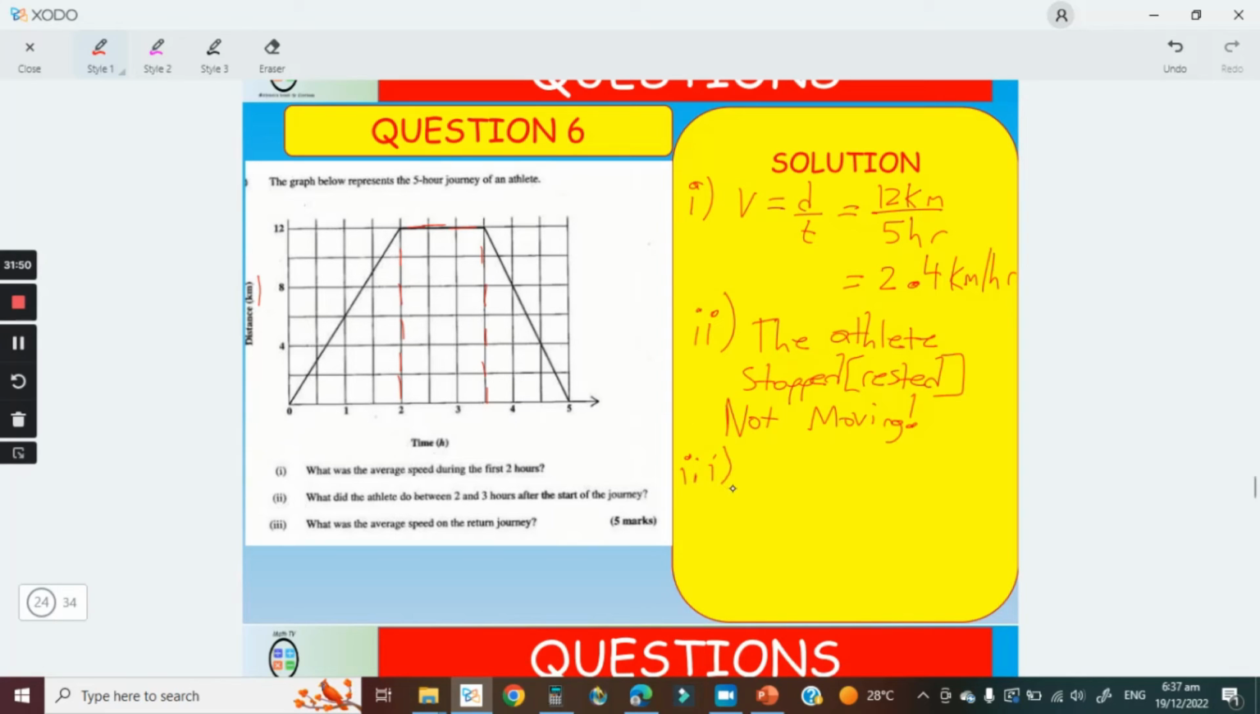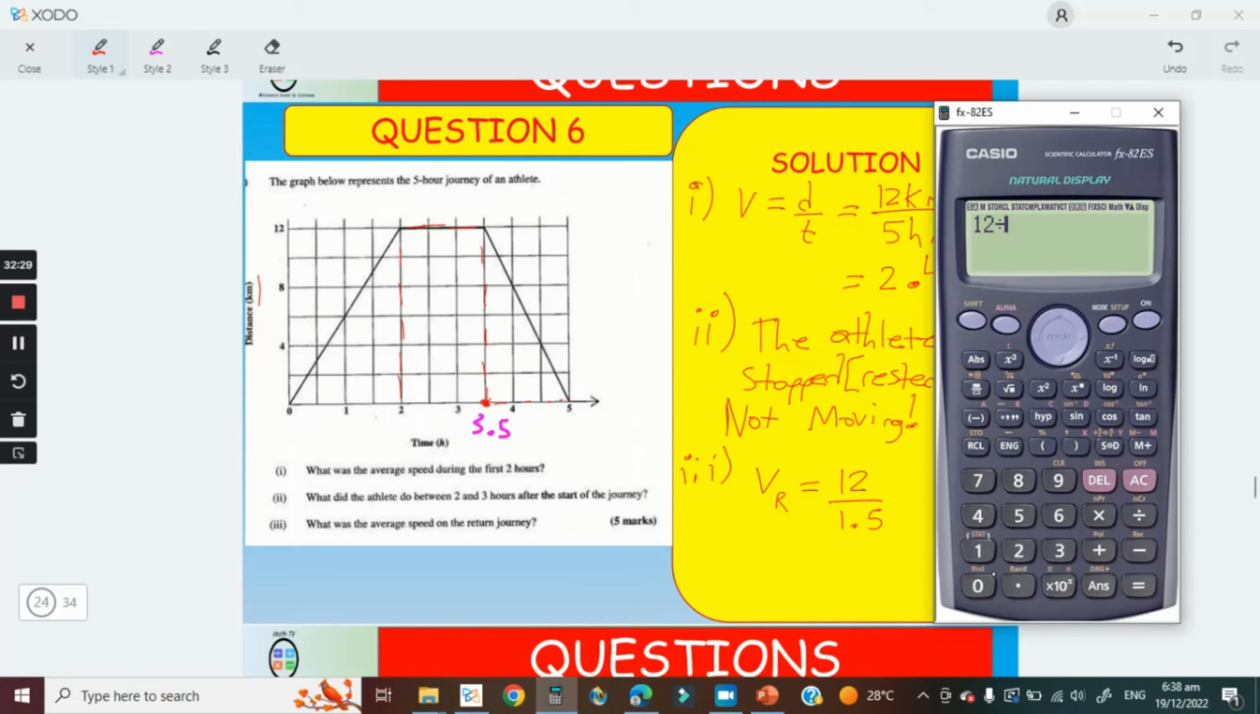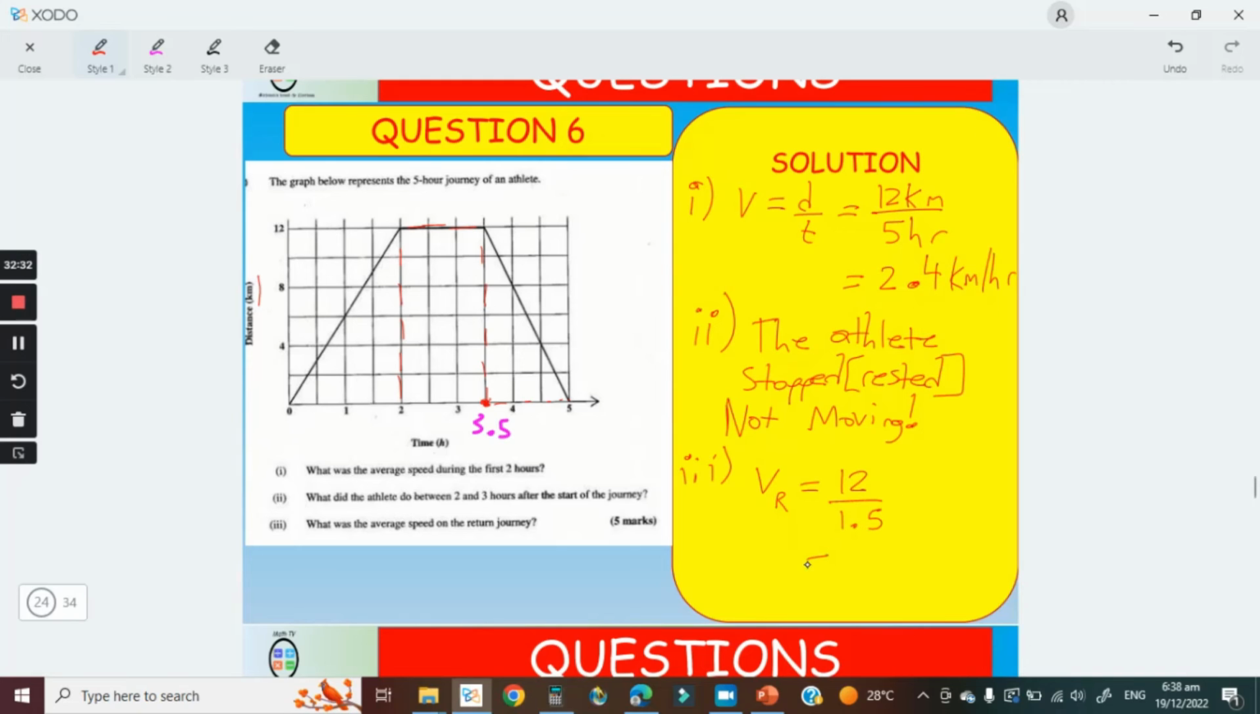Part 3. What was the average speed on the return journey? On the return journey going home, we notice that it takes what? Right here would be 3.5. Just for clarity, that's 3.5 hours. From 3.5 hours up to 5 hours, that's really 1.5 hours. So the return speed, VR, meaning the speed returning home, is the distance covered, 12, divided by 1.5 hours. Put that in the calculator, 12 divided by 1.5, and we get 8. So that's equal to 8 kilometers per hour. That's the return speed. Nice.